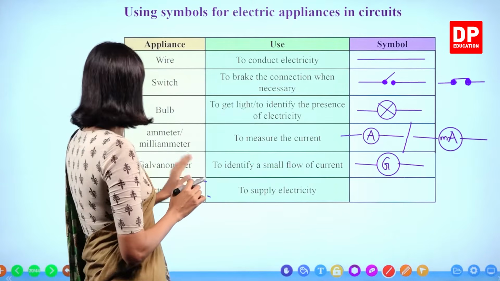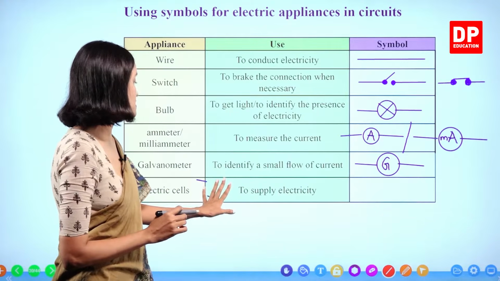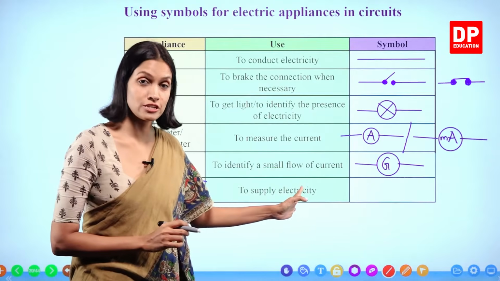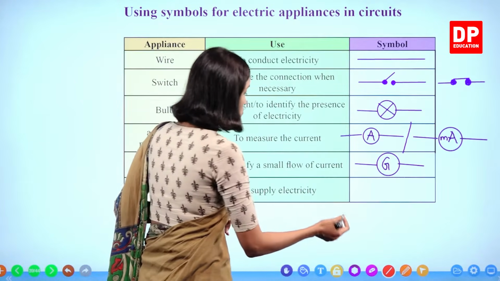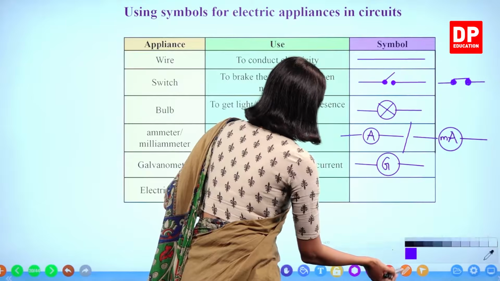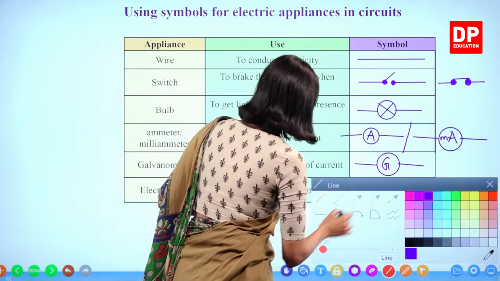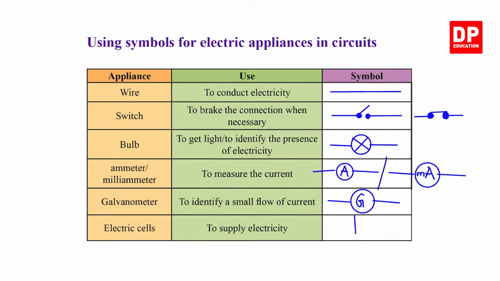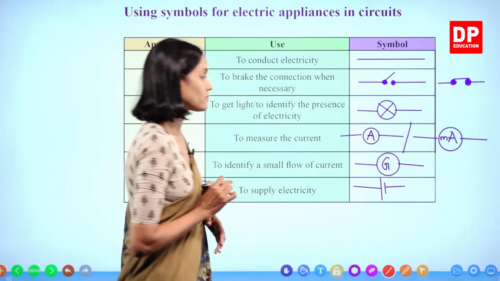Okay? And finally, electric cells to supply electricity. Electric cells are used to supply electricity. Okay? How to draw the electric cells? Again, you have to draw a long line and parallel to that a shorter line like this. Okay? And then two lines from here like this.